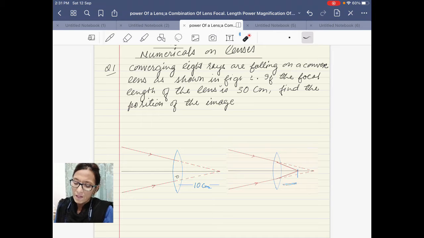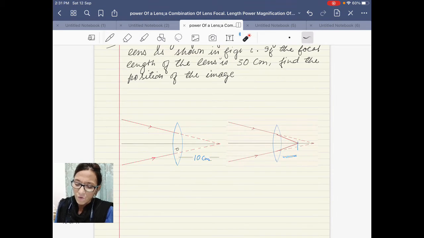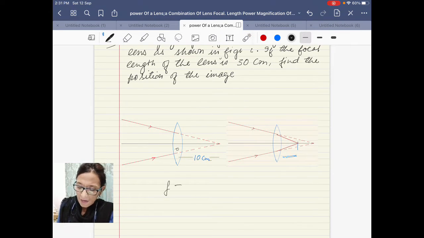If the focal length of the lens is 30 centimeter, focal length is given, f is equal to 30 centimeter. And focal length of a convex lens is a positive quantity. So this is your plus 30. Find the position of the image.